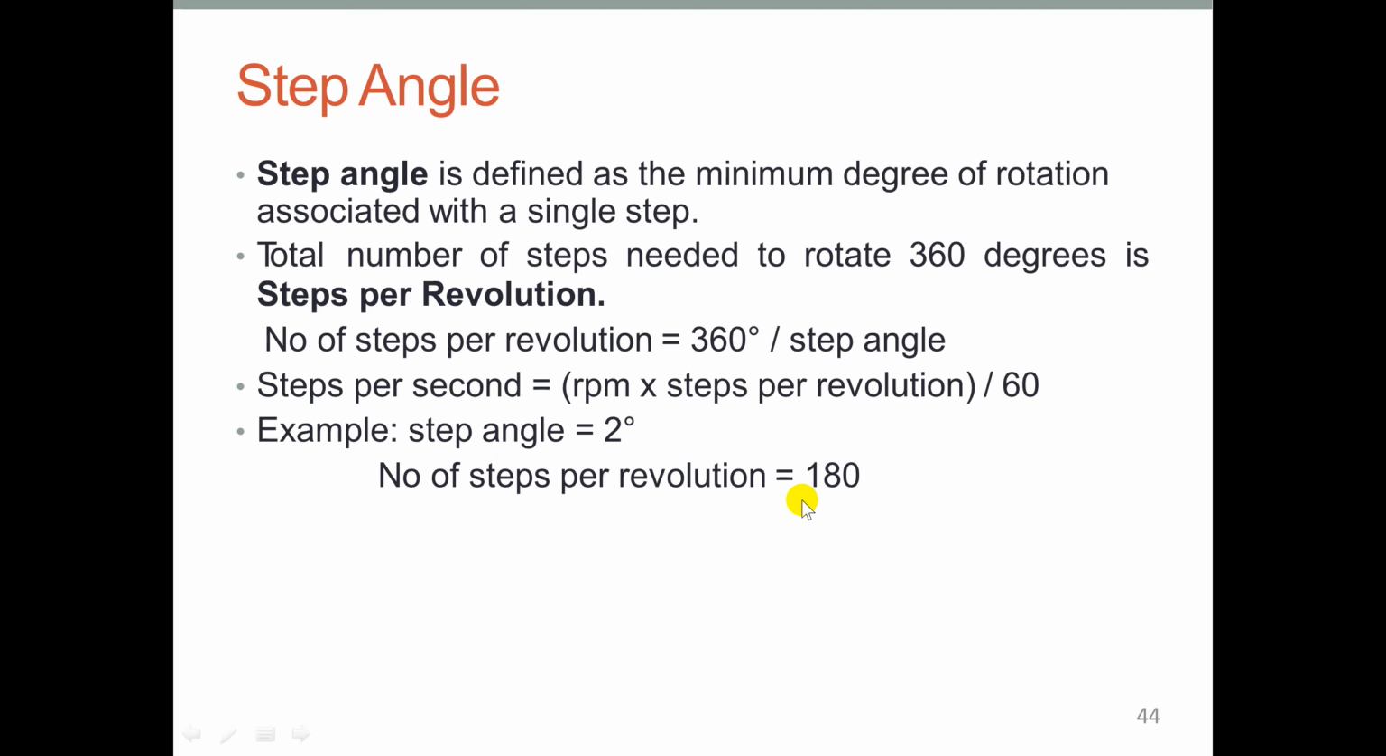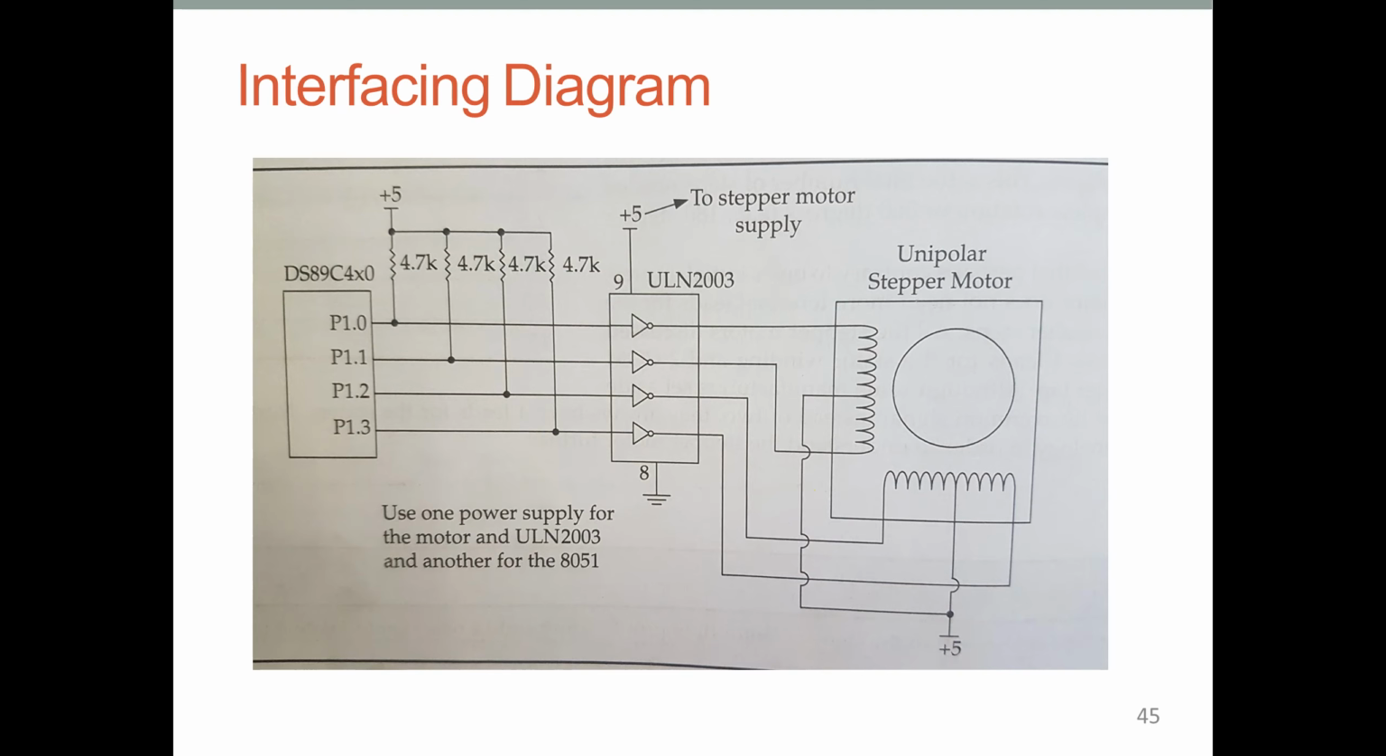So this is the interfacing diagram of a stepper motor with a microcontroller. This is a microcontroller, 89C51, and we are using port 1, four port pins. The line driver, this is the driver IC for driving the motor. We will use ULN2003 for driving the stepper motor. Use one power supply for the motor and ULN driver, and another for the 8051. For the unipolar stepper motor, we have 4 coils as I told, and we are going to use a 5 volts power supply.